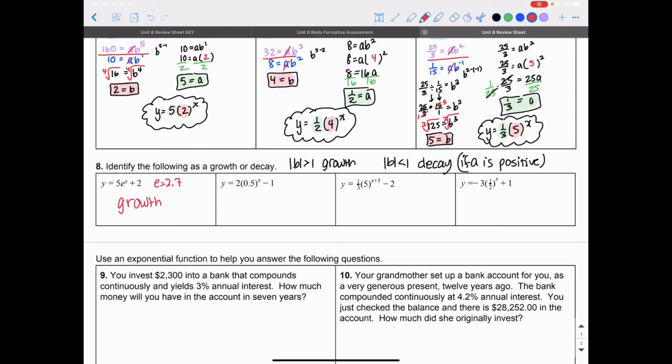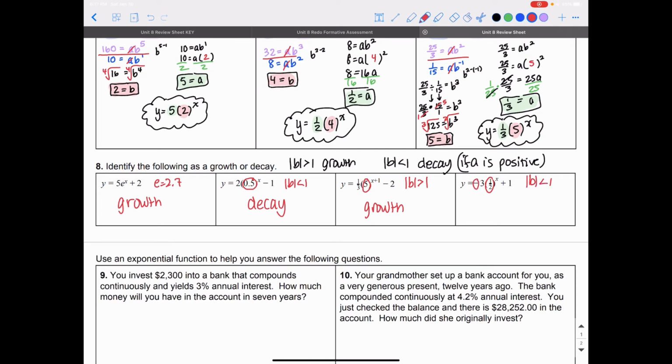For the second one, the growth rate here is 0.5, and I have a positive coefficient, just like I did in the first one. Sorry, I didn't say. And that is less than 1, so this is decay, since it's a fraction. For the third one, I have a positive coefficient and a base that is greater than 1, so this is growth. And then for the last one, I have 1/2, which tells me that this is decay, since B is less than 1.